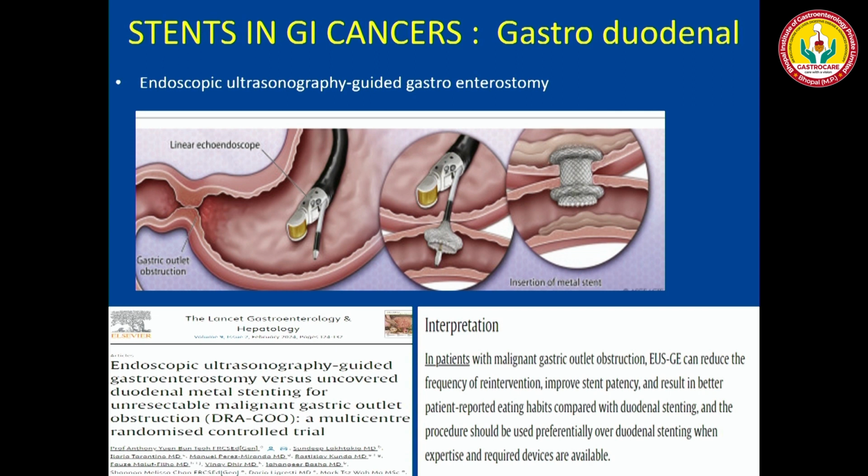This is an upcoming modality for palliation in patients who have gastroduodenal obstruction. You can place an endoscopic ultrasound guided stent, and there is a study which was recently published in a multicentric trial. It has shown excellent potential of this modality for palliation.